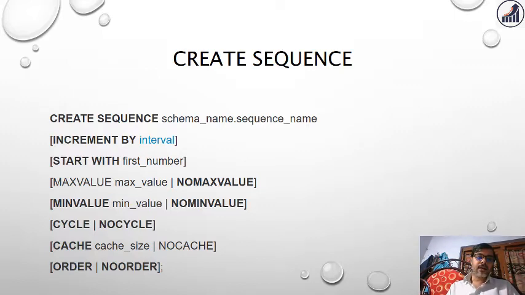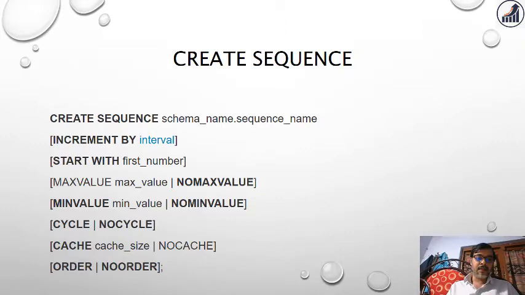To create a sequence, write the create sequence statement, which allows you to create a new sequence in the database. The syntax is: create sequence schema_name.sequence_name, then increment by interval, start with first number, max value or no max value, min value or no min value, cycle or no cycle, cache size or no cache, and order or no order.